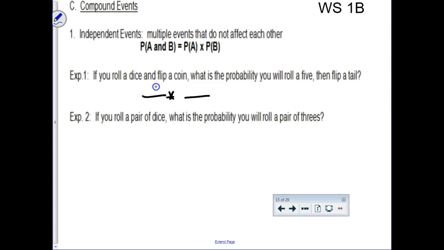What's the probability it's going to roll a 5? 1 out of 6, yep. And then flipping a coin, what's the probability it's going to land on tails? 1/2. So the probability that these two events will happen at the same time is you just multiply them together, so that's 1 out of 12.